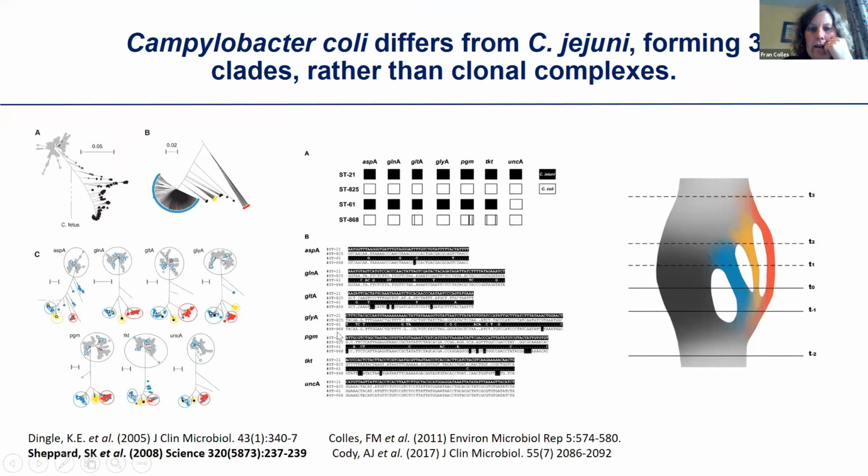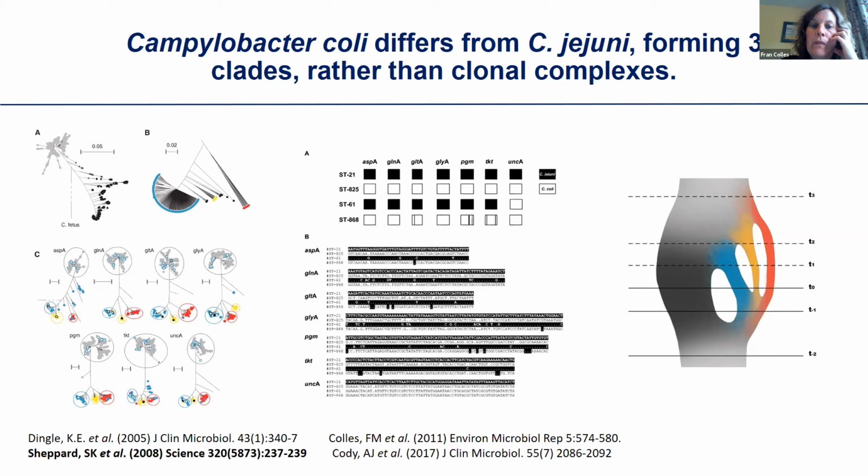It's interesting in the middle panel. With ST21 as an example of a C. jejuni strain, we would see all of the 7 loci derived from C. jejuni, as you would hope, shown in black. And then the one below, ST825, is an example of a C. coli, where all of the alleles are C. coli-like. But we do have examples where we see hybrids.